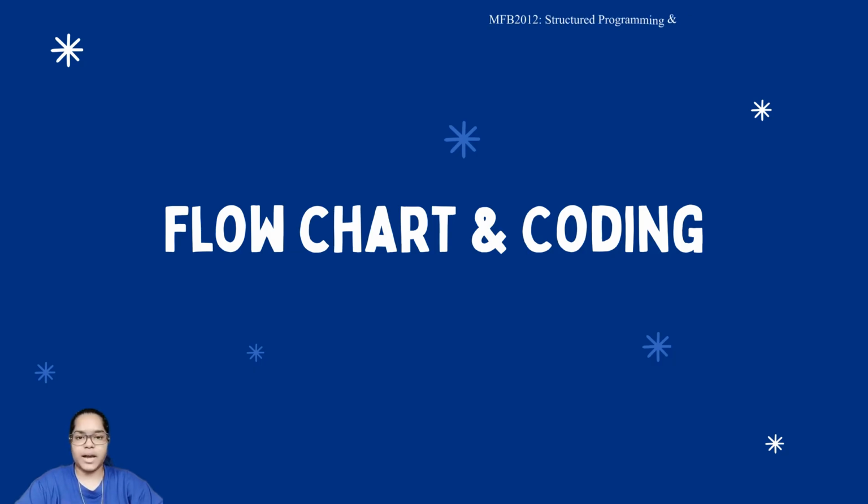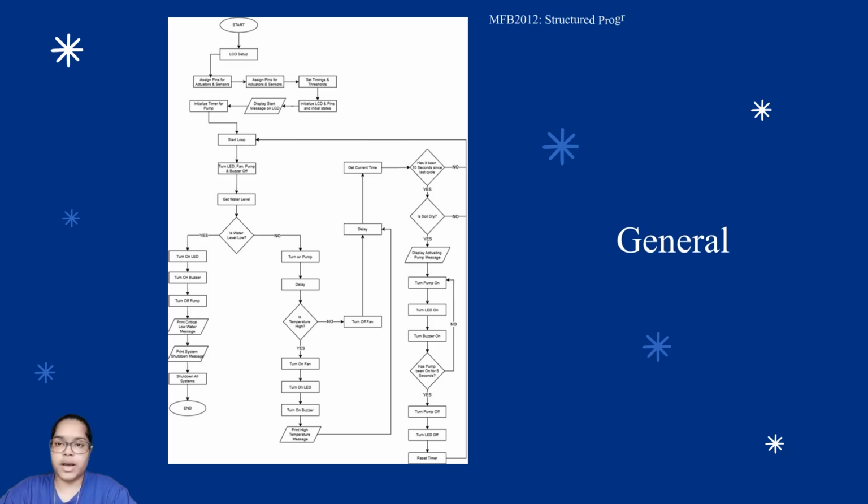Hi, I'm Ritika, and I'm going to explain more about the flowcharts and our part of the coding. We will begin by looking at the high level of our general flowchart for the initial system setup. The first steps are crucial for ensuring all components are ready before the system starts its work. Starting with the setup, we first handle the LCD setup and assign pins for all of our actuators like the pump and fan, and also sensors like the water level and soil moisture sensors.